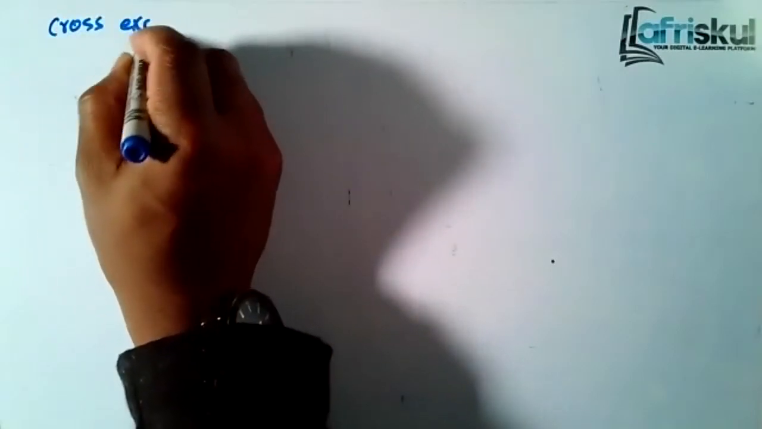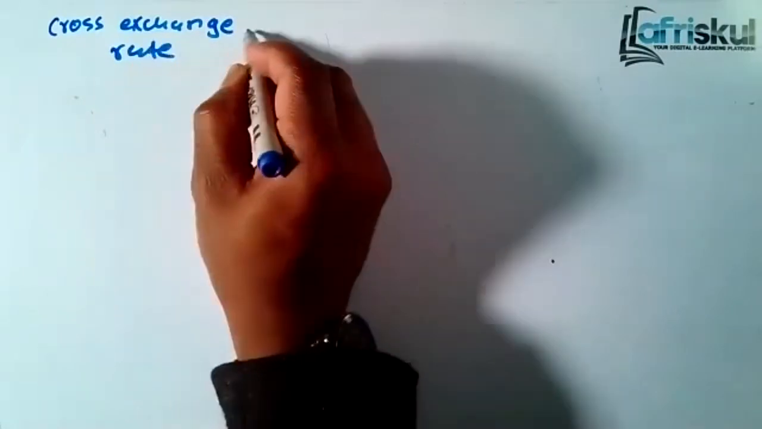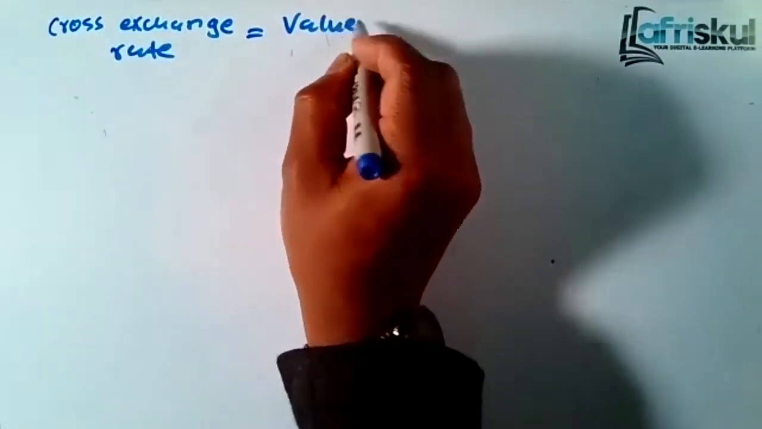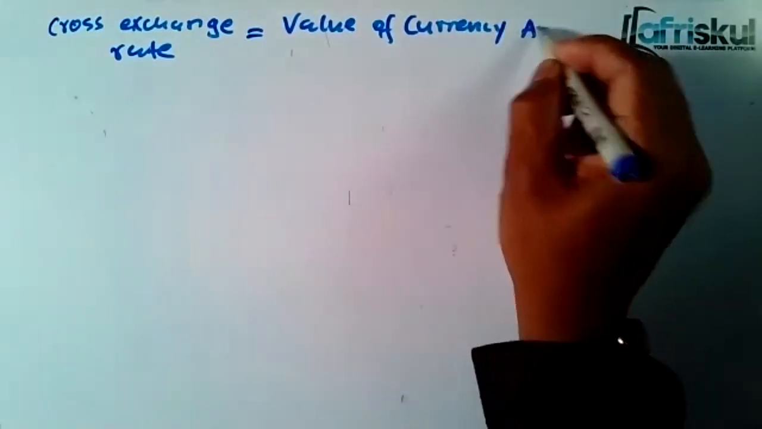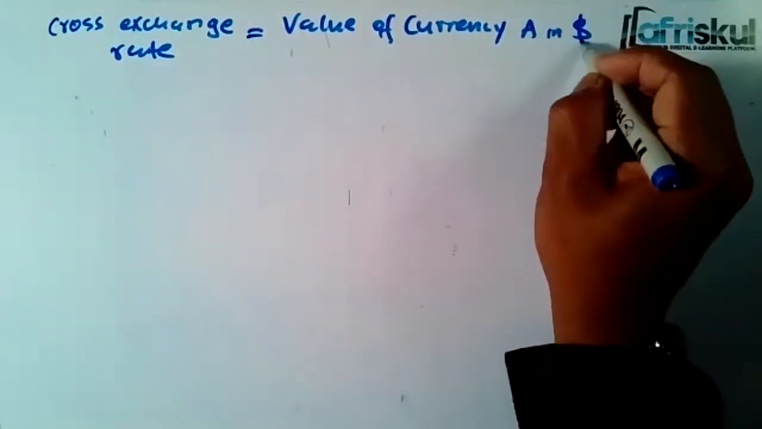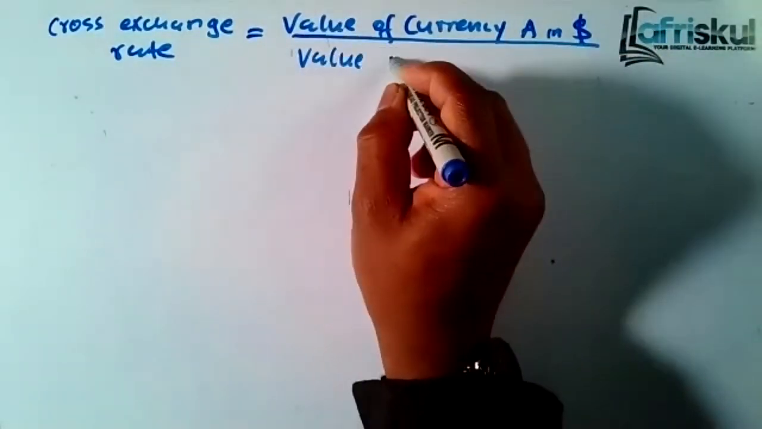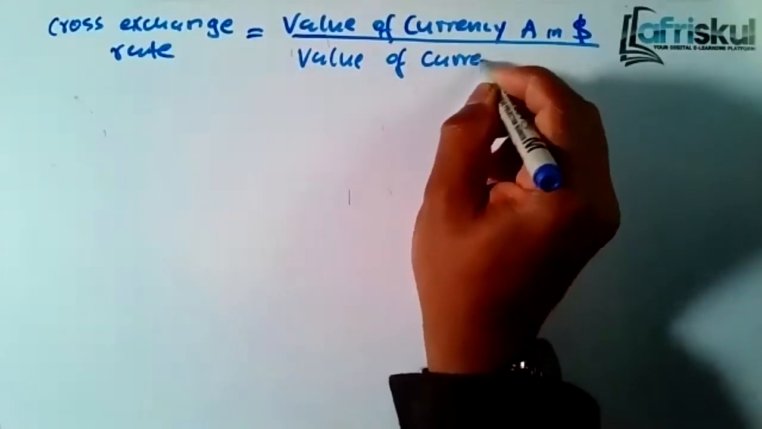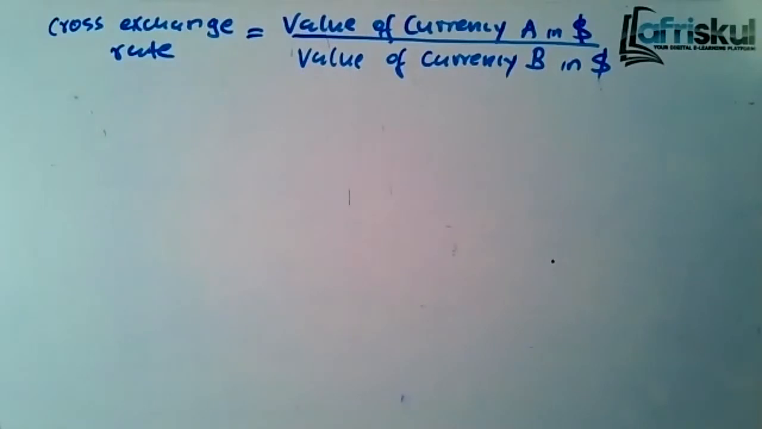This is how we get the cross exchange rate. You take the value of currency A in dollars, and you divide by the value of currency B in dollars. That's the formula. To get the cross exchange rate, you take the value of currency A in dollars and divide by the value of currency B in dollars.